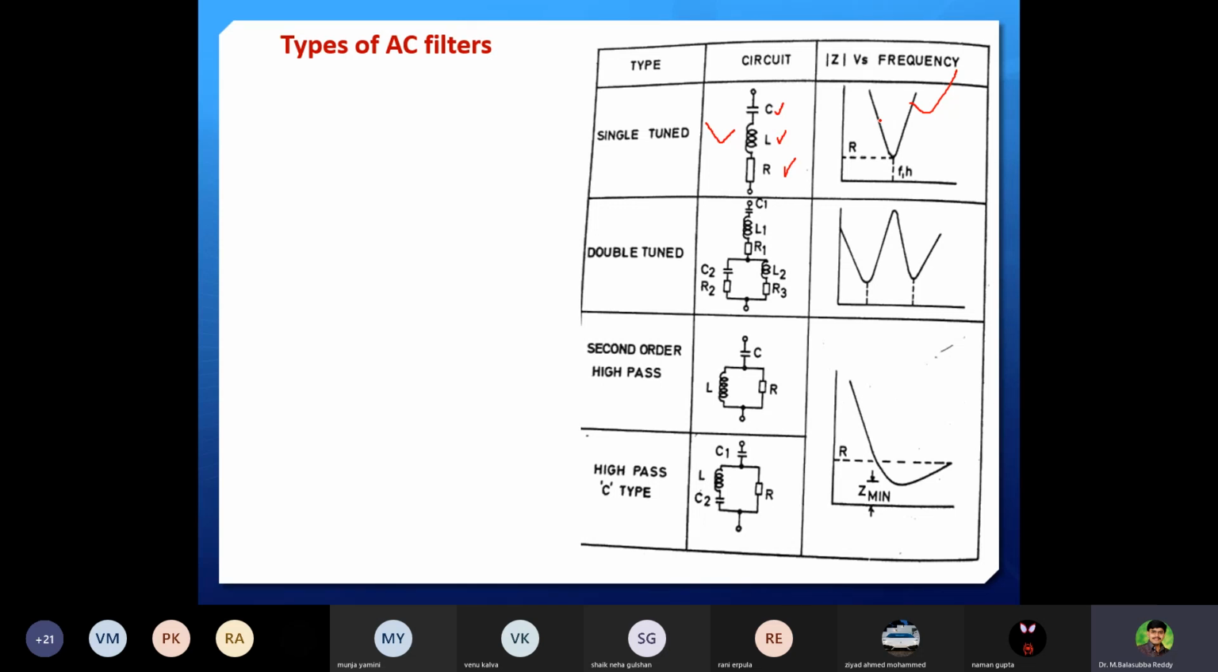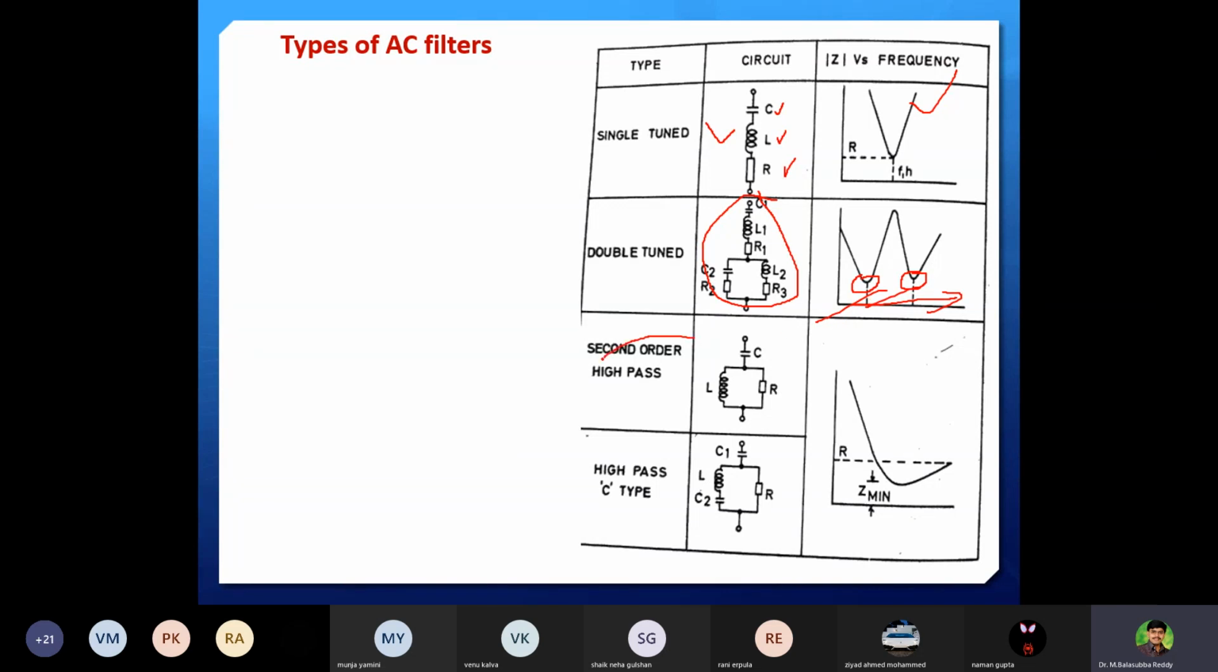And another one is the double tuned filter. What is the double tuned filter here? Two single tuned filters you can use, or directly you can use this connection diagram, and it becomes a double tuned filter. Now this is one order of the harmonic and this is the other order of the harmonic, because this is the frequency line, no? So you will suppress the two frequencies.